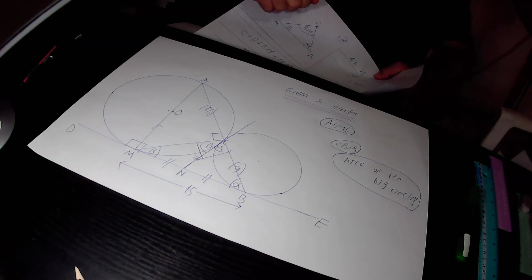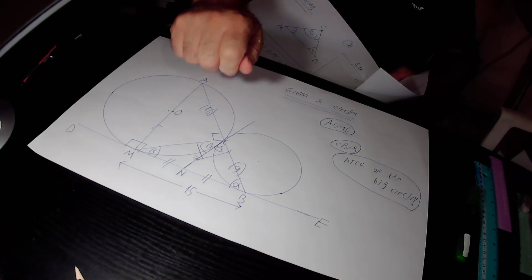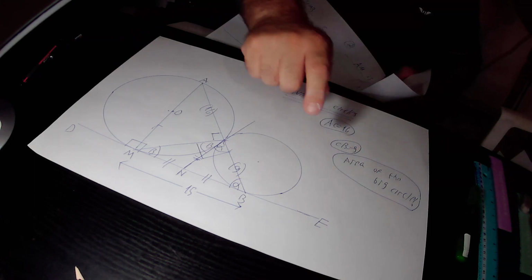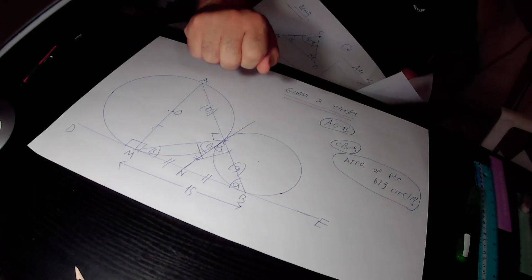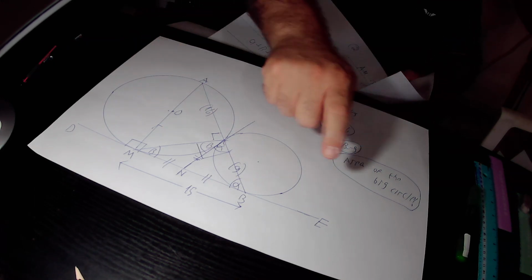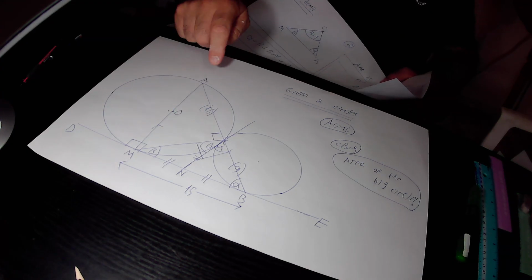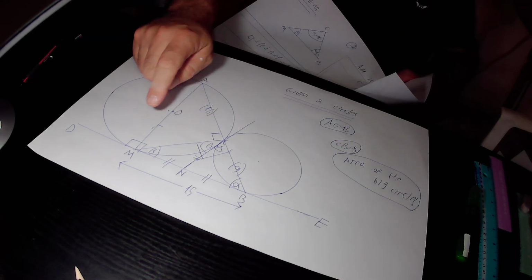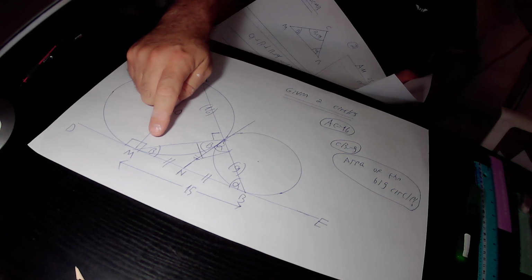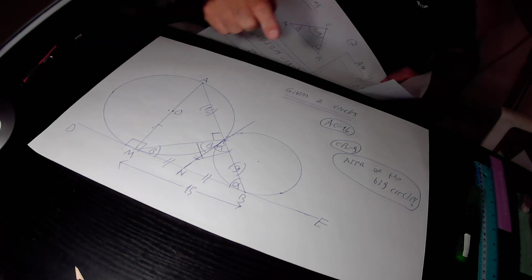And because the radius OM is drawn to point M, the point of tangency of tangent DE with this circle, and whenever a radius is drawn to the point of tangency, the tangent DE will be perpendicular to the radius MO. If DE is perpendicular to MO, this angle equals 90 degrees, and this angle also equals 90 degrees according to rule 1.